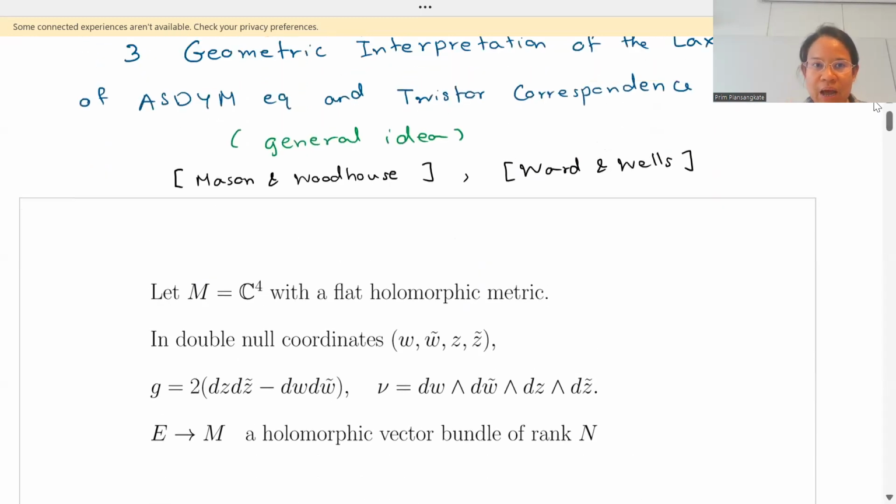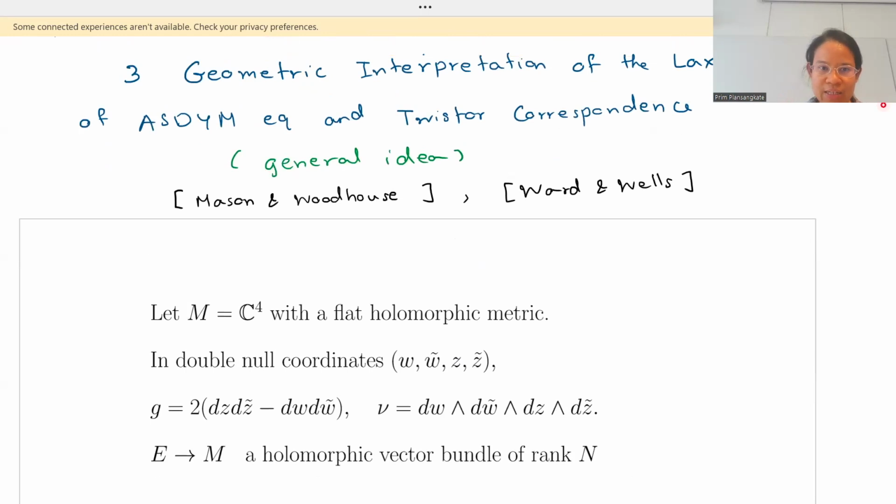We have been looking at the situation where M is a real smooth manifold. But to talk about the twistor correspondence in the most convenient way is to go to complex. Now M will be C4, and the metric will be a flat holomorphic metric. And now we will look at a vector bundle. It will be a complex vector bundle, but now over the complex manifold, and we require it to be a holomorphic vector bundle.